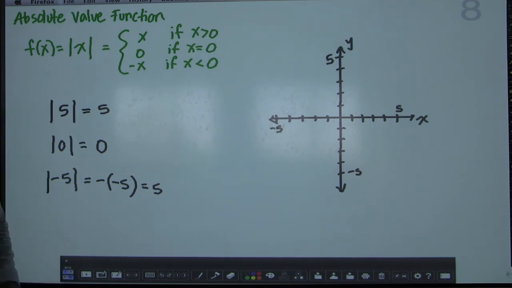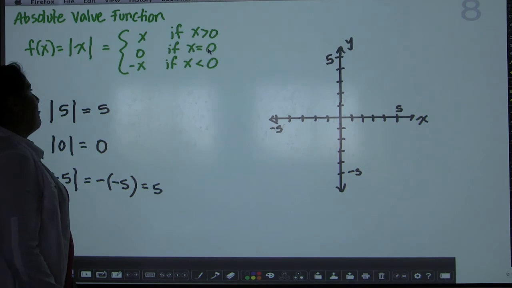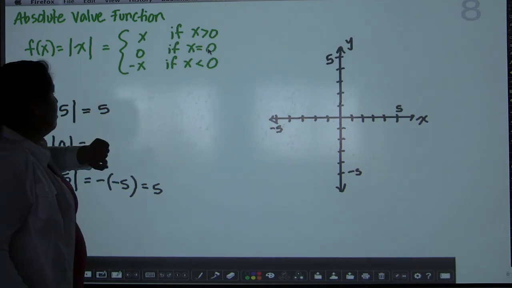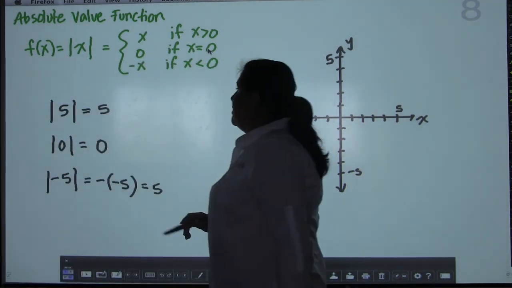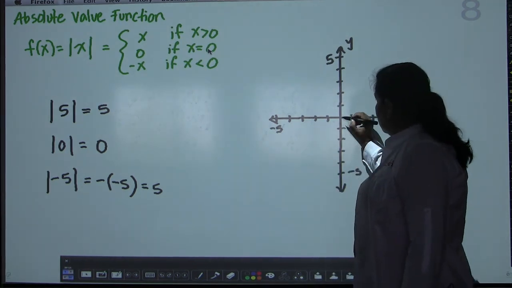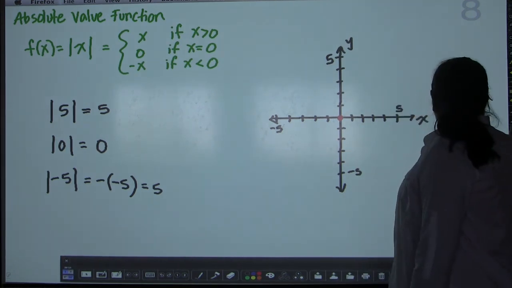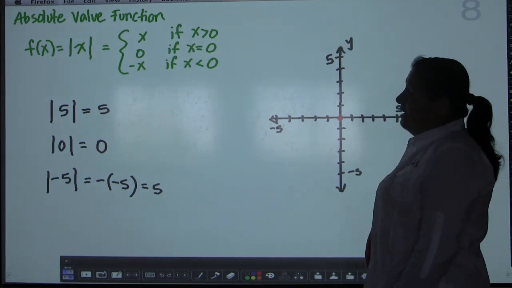So we can also graph this piecewise function with the three different pieces. We know that the easiest one to graph is the 0. How do we plot 0? It's very simple. When x equals 0, y is 0. So you just put a big fat dot right there. Okay? Then how do we plot x?